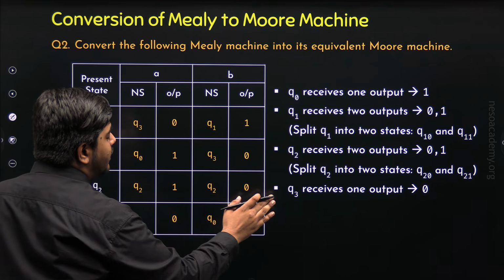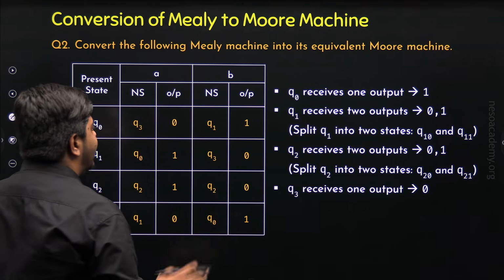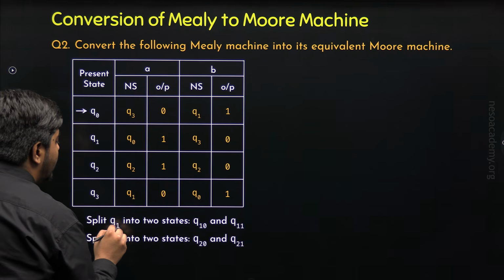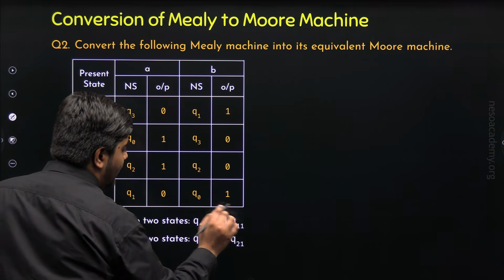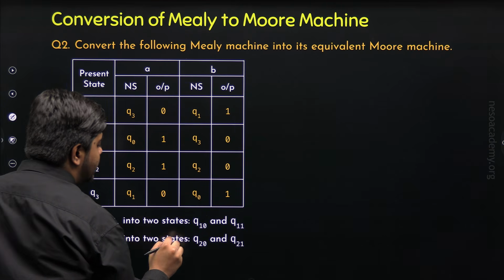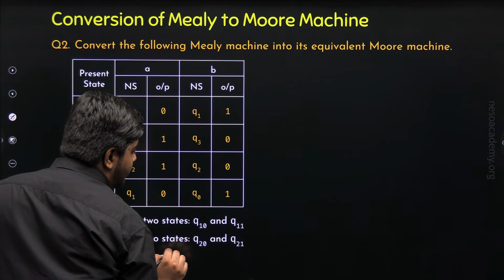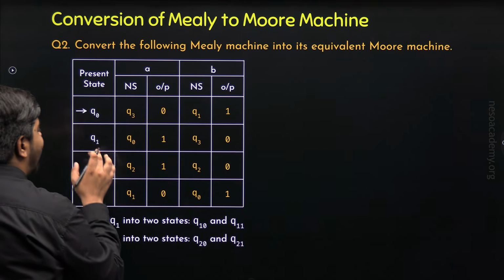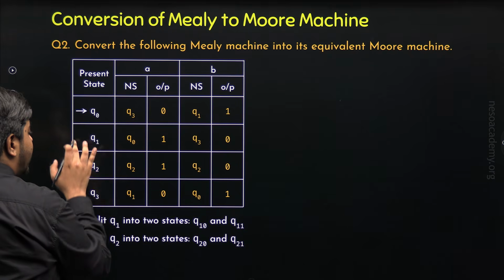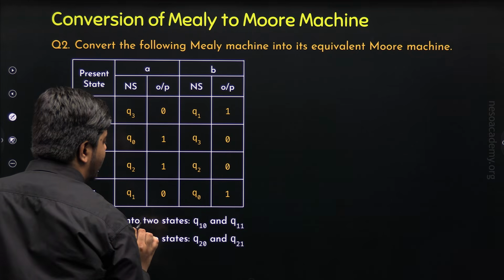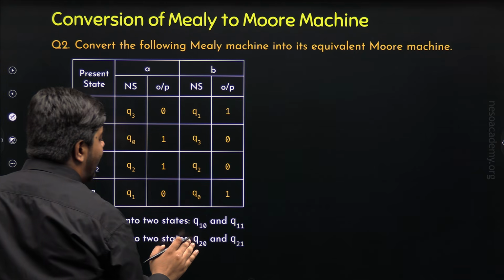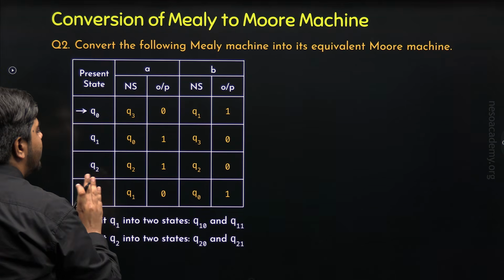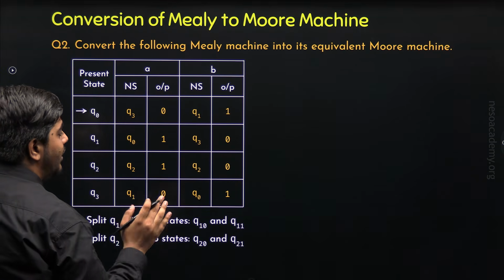So we will not split Q3 into separate states. Finally, this is the transition table of the Mealy machine, and we will split Q1 into two states, Q10 and Q11, and we will split Q2 into two states, Q20 and Q21. So in the Moore machine transition table that we will get, we will not have the states Q1 and Q2. Instead of Q1, we will have Q10 and Q11, and instead of Q2, we will have Q20 and Q21. But Q0 and Q3 will remain as they are in the Moore machine transition table also.